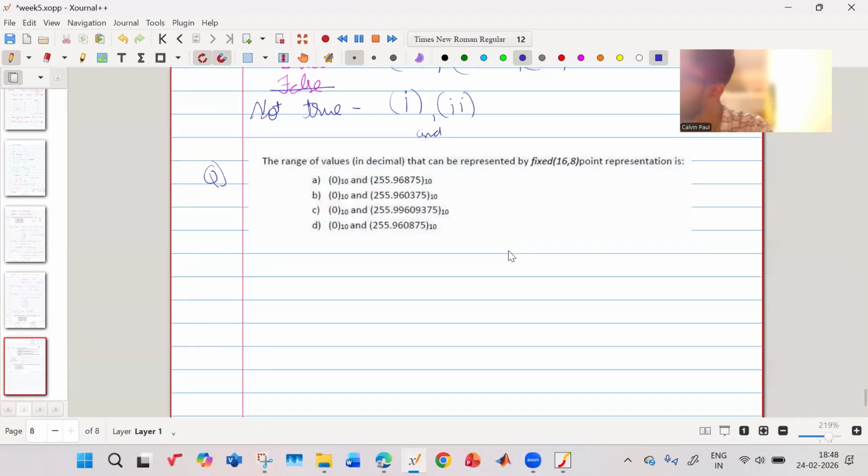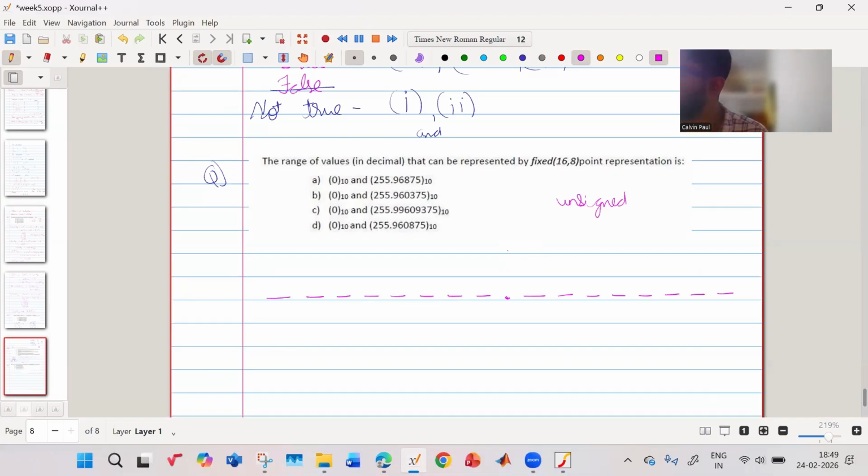So 16-8 means what? You have 1, 2, 3, 4, 5. It's not visible actually, so blue color. So let us make it this. You have 1, 2, 3, 4, 5, 6, 7, 8, 9, 10, 11, 12, 13, 14, 15, 16. Since if you see the 0 and this, it is like an unsigned number. Unsigned number means there's no concept of a sign bit. So we don't need to worry about the sign bit.